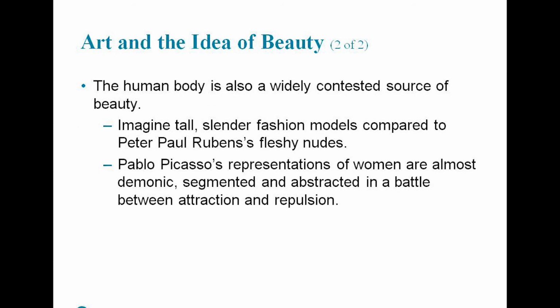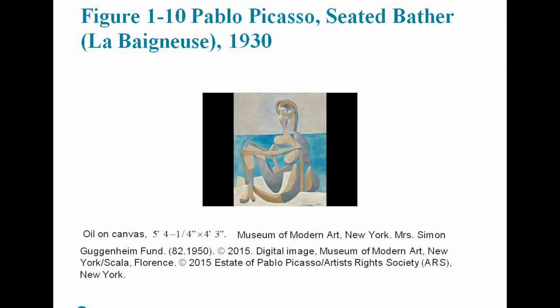The human body is also a widely contested source of beauty. Imagine tall, slender fashion models compared to Peter Paul Rubens' fleshy nudes. Pablo Picasso's representation of women are almost demonic, segmented, and abstracted in a battle between attraction and repulsion. So, backstory on this. This artist was going through a tumultuous time with his marriage, and a lot of people suspect that this is a drawing of his wife, who was a beautiful model. But at the time, his brain, the concept in his mind of what he saw was a little different from somebody else's reality of how beautiful his wife was. You see what I'm talking about, what the artist's intent is, their perception, what they want you to see, what they think they see in their head.